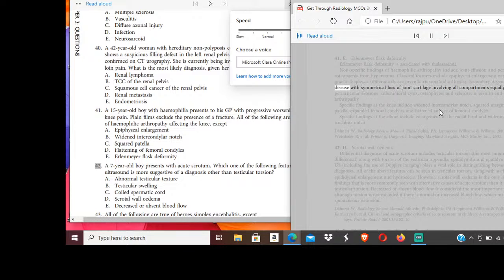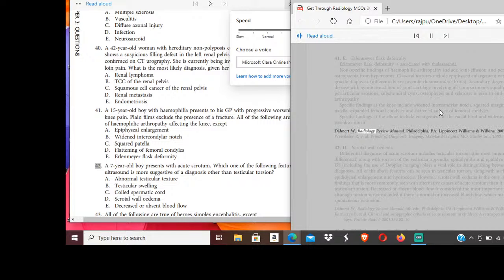Secondary degenerative disease with symmetrical loss of joint cartilage involving all compartments equally, with periarticular erosions, subchondral cysts, osteophytes, and sclerosis is seen in end-stage arthropathy. Specific findings at the knee include widened intercondylar notch, squared margins of the patella, expanded femoral condyles, and flattened surface of femoral condyles. Specific findings at the elbow include enlargement of the radial head and widening of the trochlear notch.